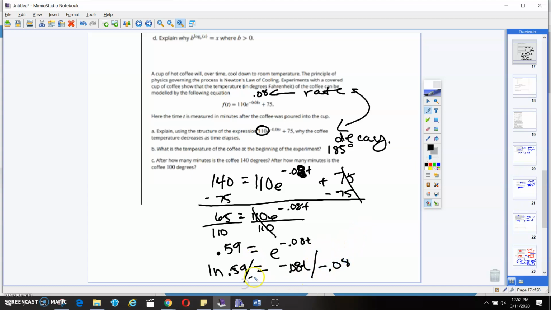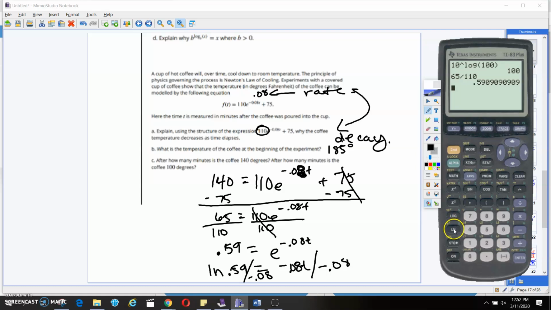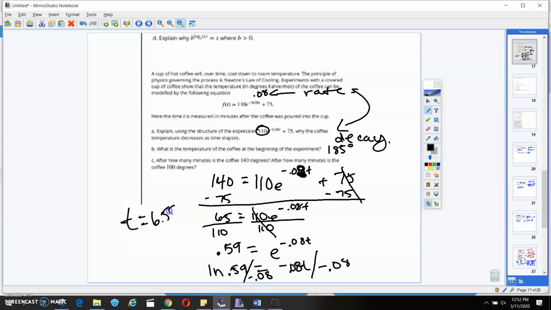I'm sorry, this is at the bottom. I promise I'll move it up in a second. So I'm going to type into my calculator ln of 0.59 divided by negative 0.08. And that's going to give you t equals 6.59.